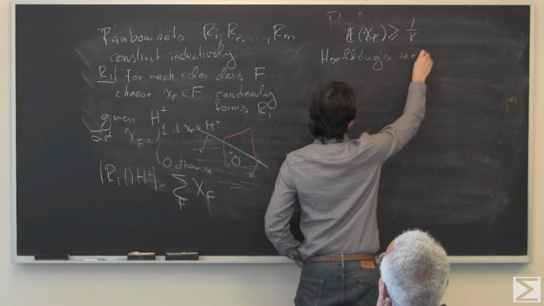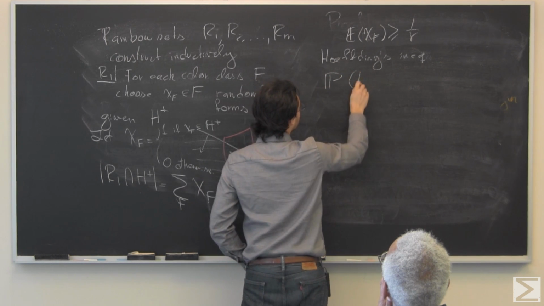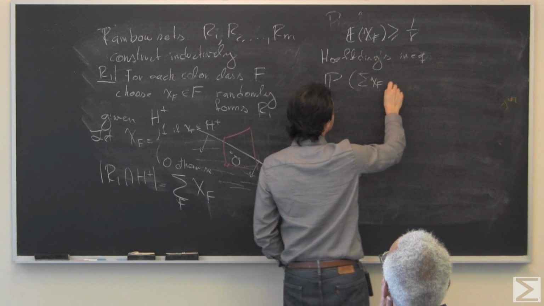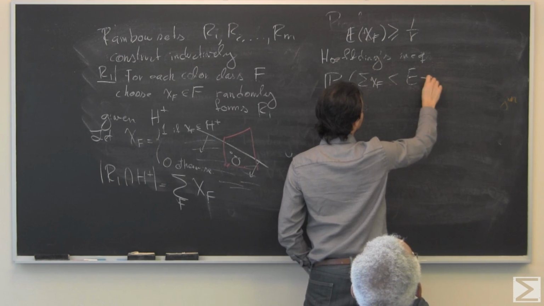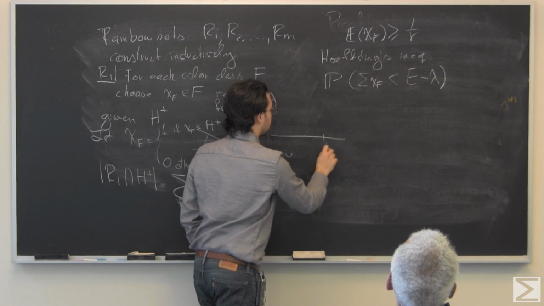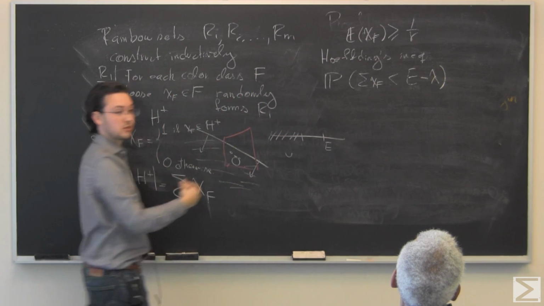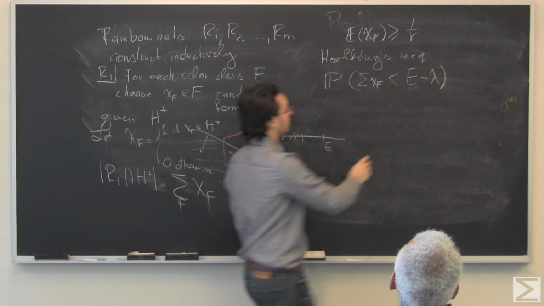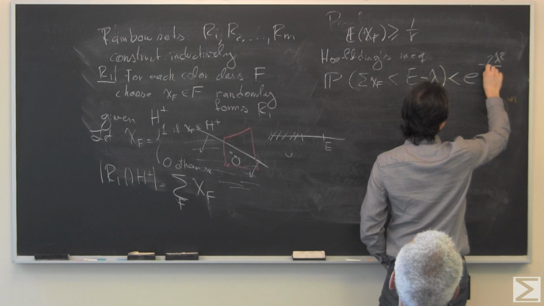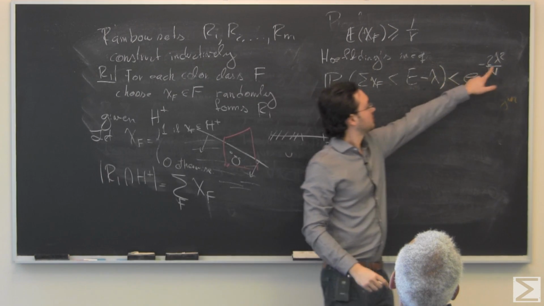Hoeffding's inequality tells you that in this situation, the probability that this sum is less than its expectation minus lambda, so the probability that you're far away from the expectation on the left side, is bounded by e to the minus 2 lambda squared over n. Okay? So if I fix this lambda here, you get something of this type.